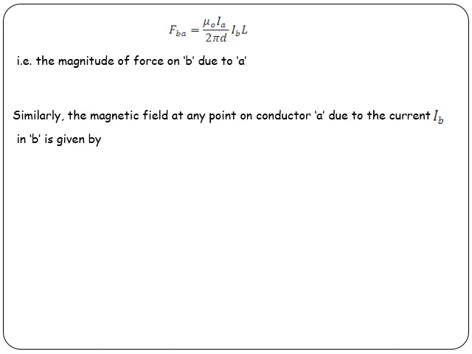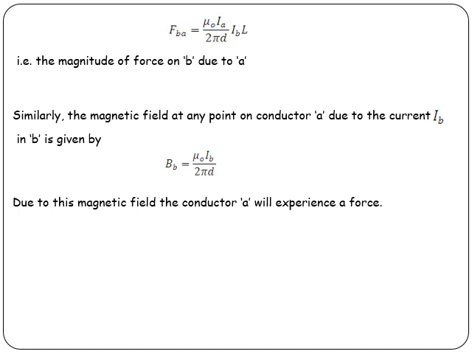We had sent current through A and found the force on B. So we will do the reverse. We will send current through B and find the force on A. So similarly, the magnetic field at any point on conductor A due to current IB is BB equal to mu naught IB divided by 2 pi d.